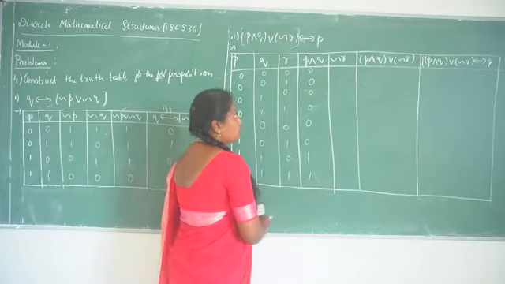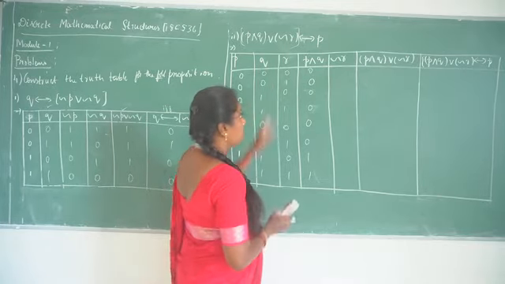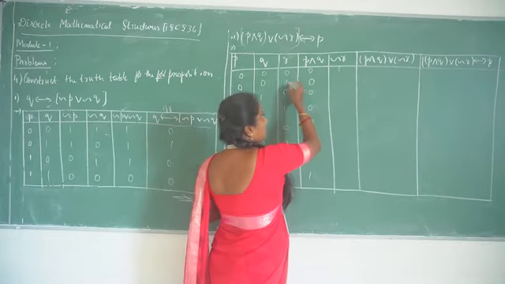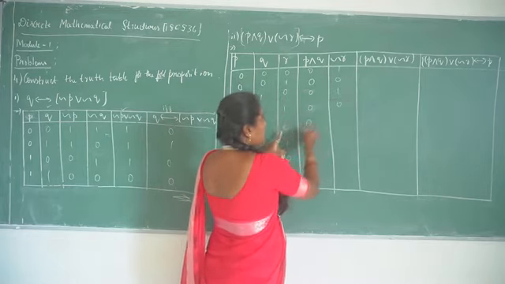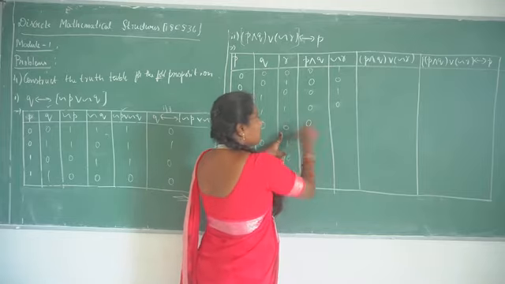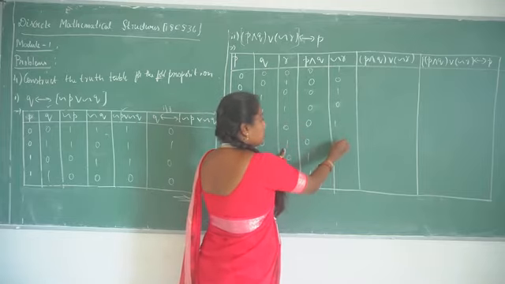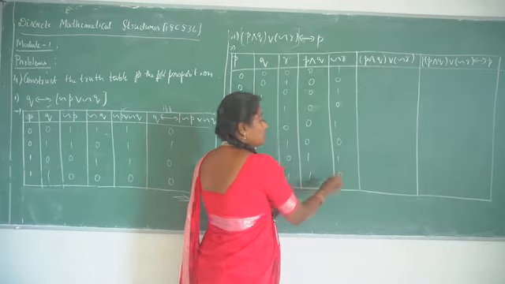Next column, negation of R, that is not R. If R is 0, not R is 1. If R is 1, not R is 0. So 1, 0, 1, 0, 1, 0, 1, 0.